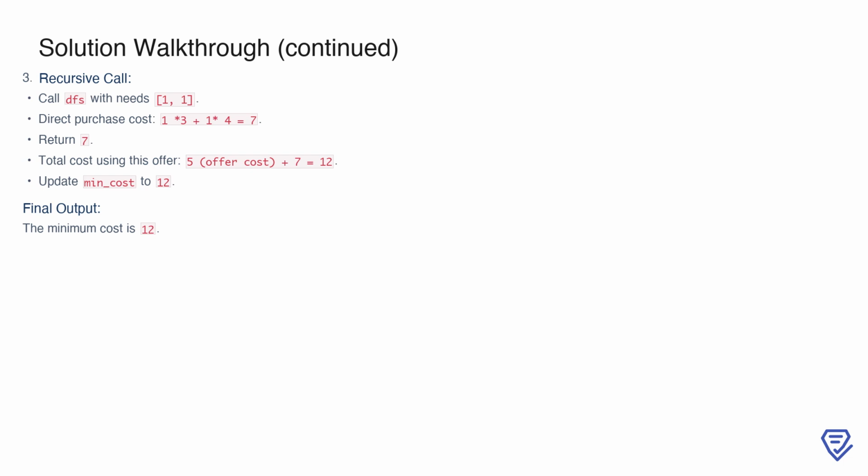Here, the direct purchase cost for these needs is 1 * 3 plus 1 * 4 equals 7, and the function returns 7. The total cost of using the special offer is the offer cost of 5 plus the cost of fulfilling the remaining needs, which is 7. This gives a total cost of 12. We compare this with our initial min_cost of 14 and update min_cost to 12. The final minimum cost to satisfy the needs with the given prices and offers is determined to be 12.